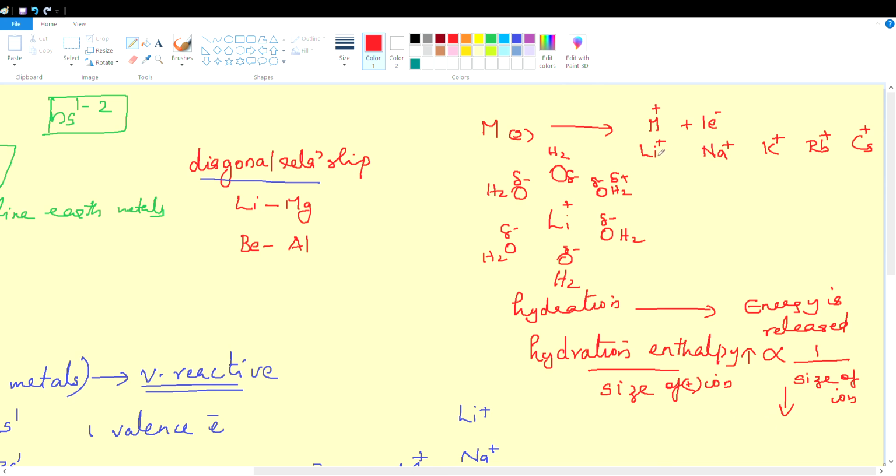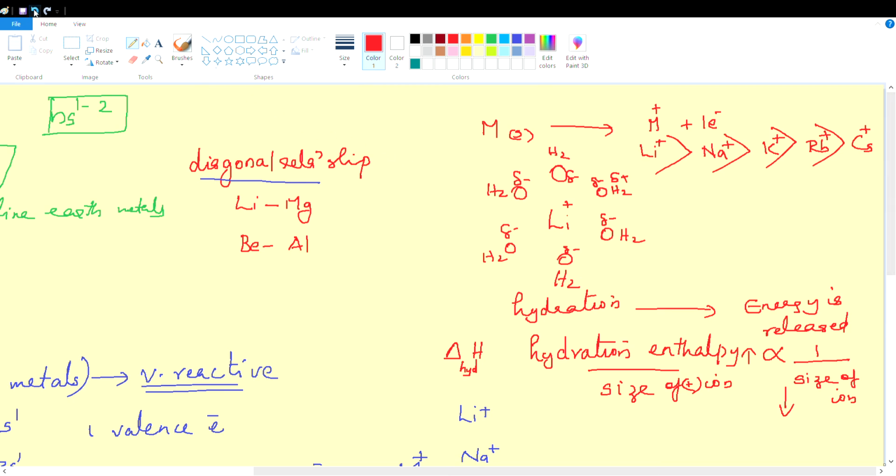Which alkali metal ion is most hydrated? Hydration enthalpy is maximum for the smallest ion. Which is the smallest ion? Lithium. Lithium ions are the most hydrated, more than sodium, which is more hydrated than potassium. This is the order of hydration enthalpy, denoted by delta H with subscript HYD. Hydration enthalpy decreases down the group as the size of the ion increases. Lithium has the maximum degree of hydration because of its smallest size.